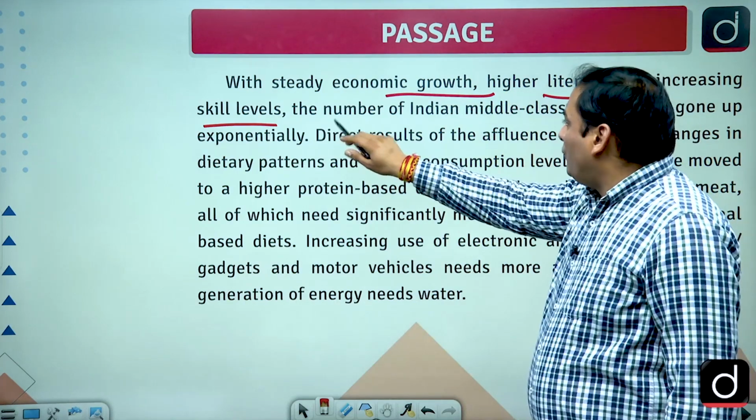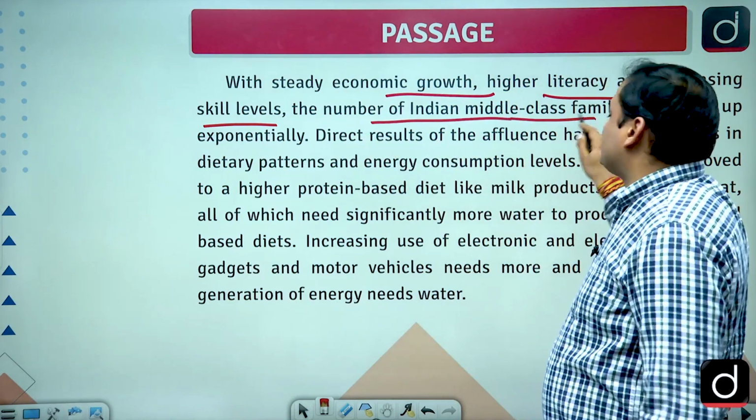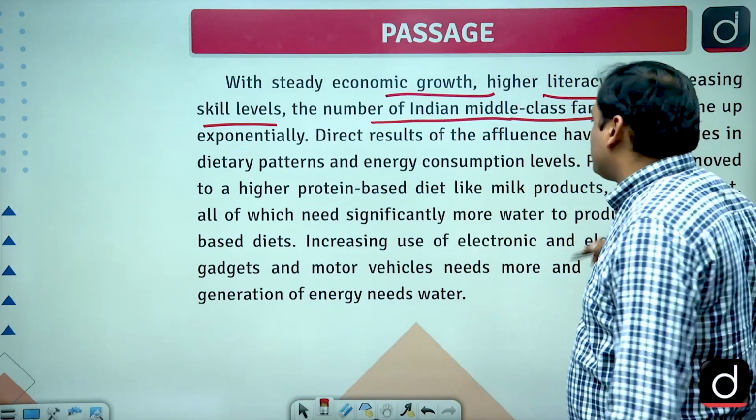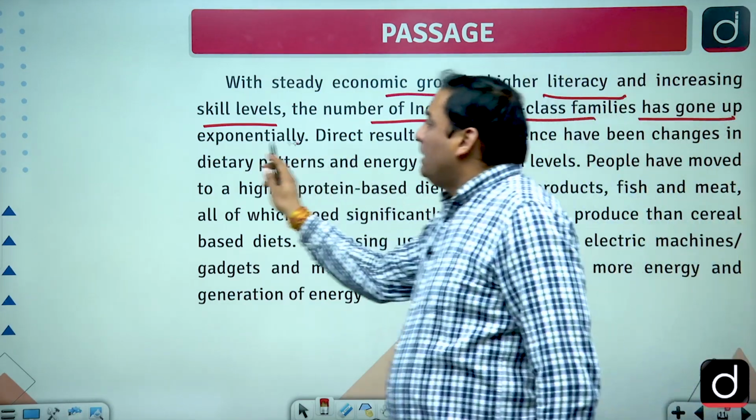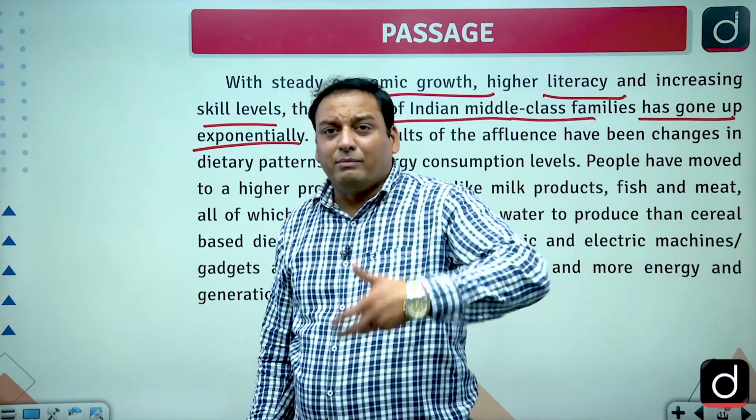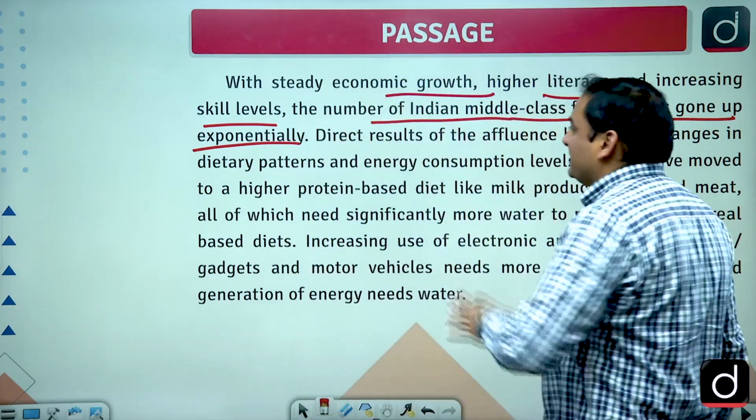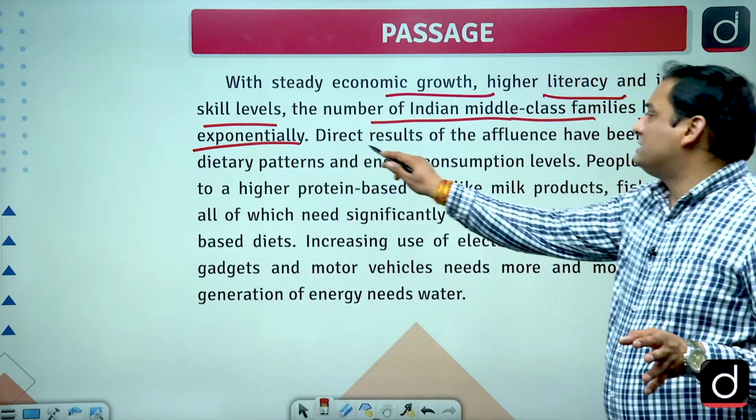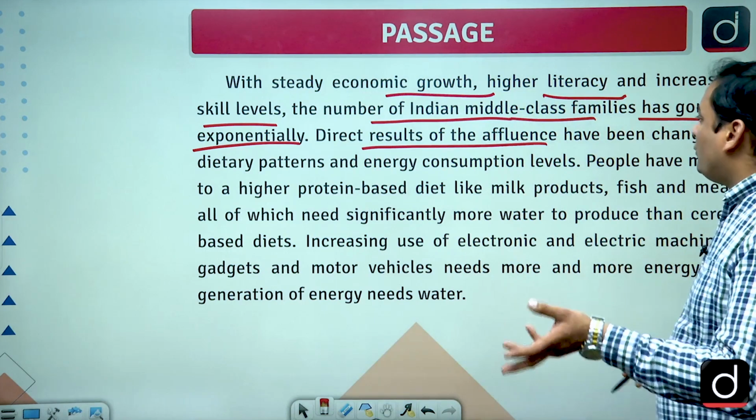Okay. So what is happening there? The number of middle class families has gone up exponentially, means to say they are prosperous now. So they are becoming prosperous because of these things. Direct results of the affluence. Affluence means to say prosperity. So what is happening there?